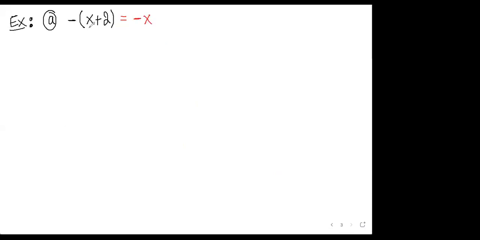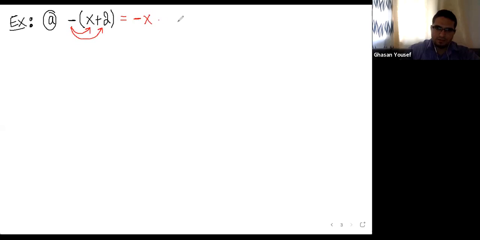Minus x minus 2. This is correct. Thank you. So the answer is minus x minus 2. We're distributing the minus inside the parentheses by using property number 5. So we have to use property number 5.